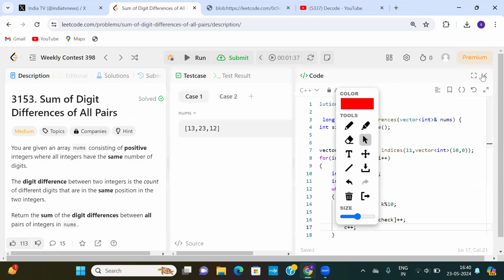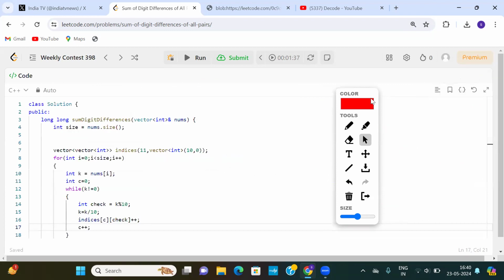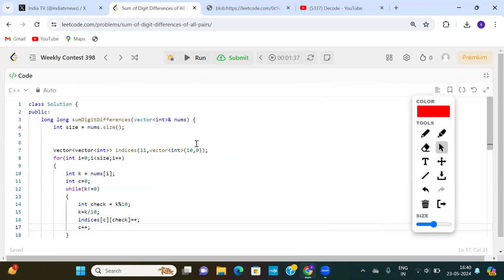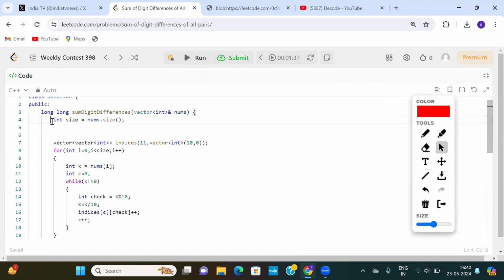One second. Here is the code. What I did over here is, first of all, we have computed the size of this particular vector nums. Now this is very important. We have made one vector indices. What will this vector indices do? This vector indices is of size 11. And in this also we have made one 2D vector which is of size 10, 0.